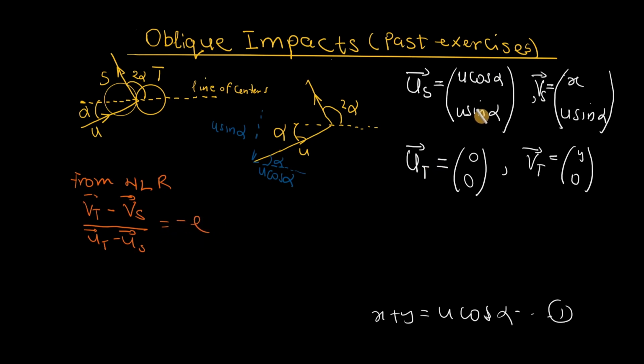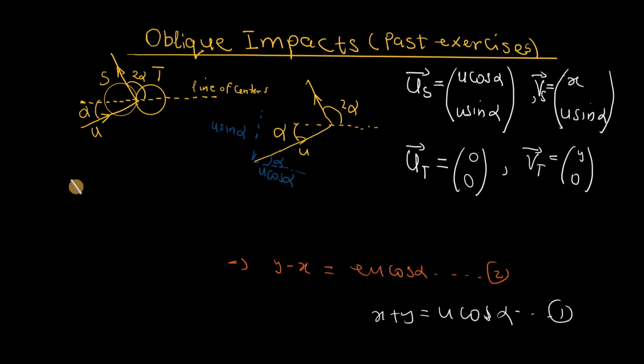So here we are also taking only parallel components, that's parallel components of velocity to the line of centers. So Vt is y, that is y minus x over ut minus us. Ut is 0 minus u cos alpha, which is equal to negative e. That means y minus x is equal to eu cos alpha.